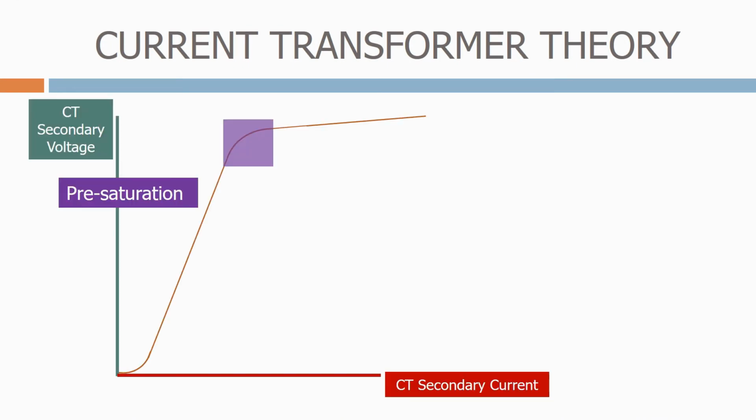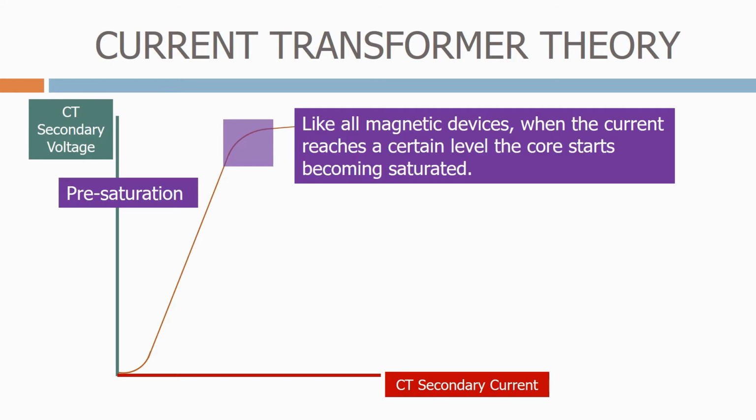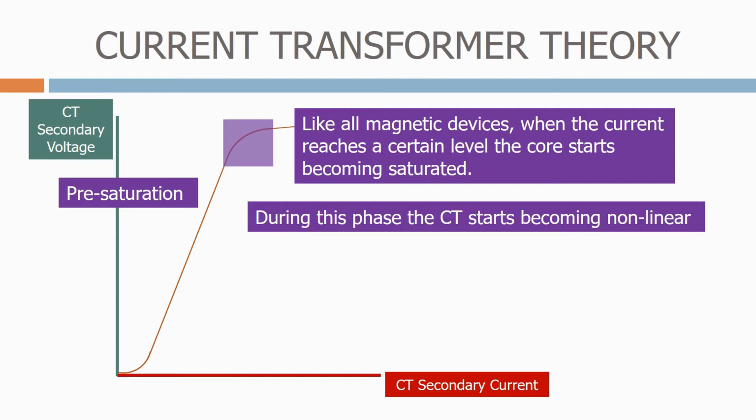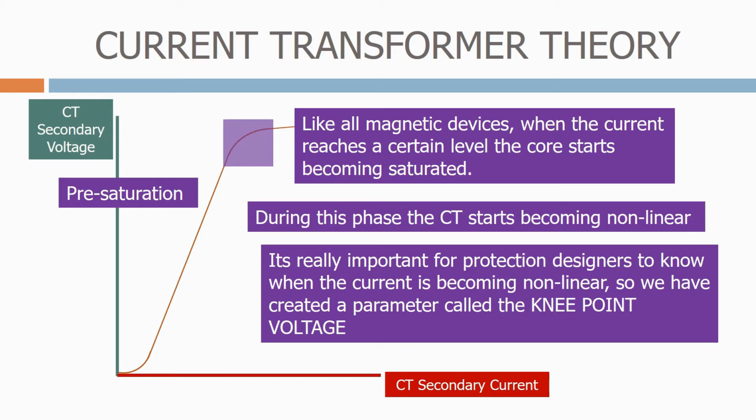Next we have the pre-saturation phase. Like all magnetic devices, when the current reaches a certain level, the core starts becoming saturated. During this phase, the CT starts becoming non-linear. It's really important for protection designers to know when the current is becoming non-linear, so we've created a parameter called the knee point voltage.